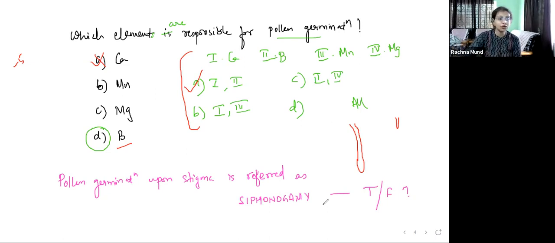This is in your NCERT book. This word siphonogamy is in your NCERT book. So if you are saying true, you explain why true. If you are saying false, explain why false. Statement and reason questions come. They don't put statement and reason, but they put statement 1 and statement 2. So fill in the blanks, true or false aspect questions also we shall be dealing with. So pollen germination is referred as siphonogamy. What do you mean by this term?